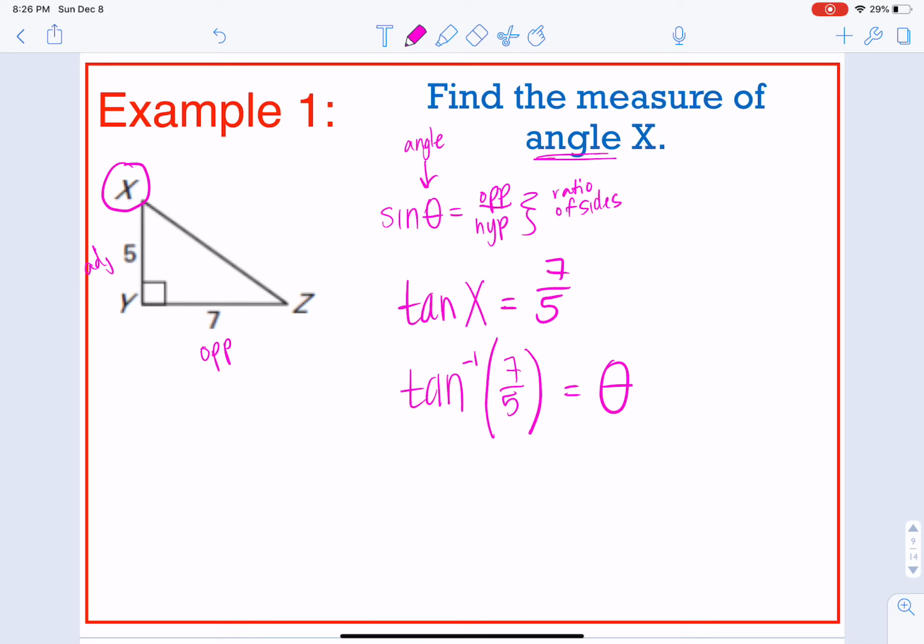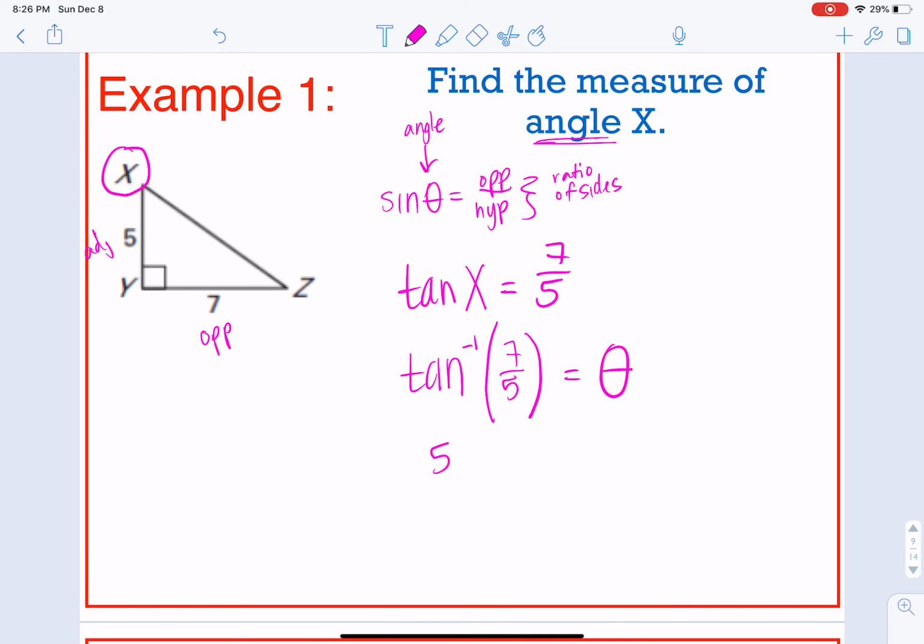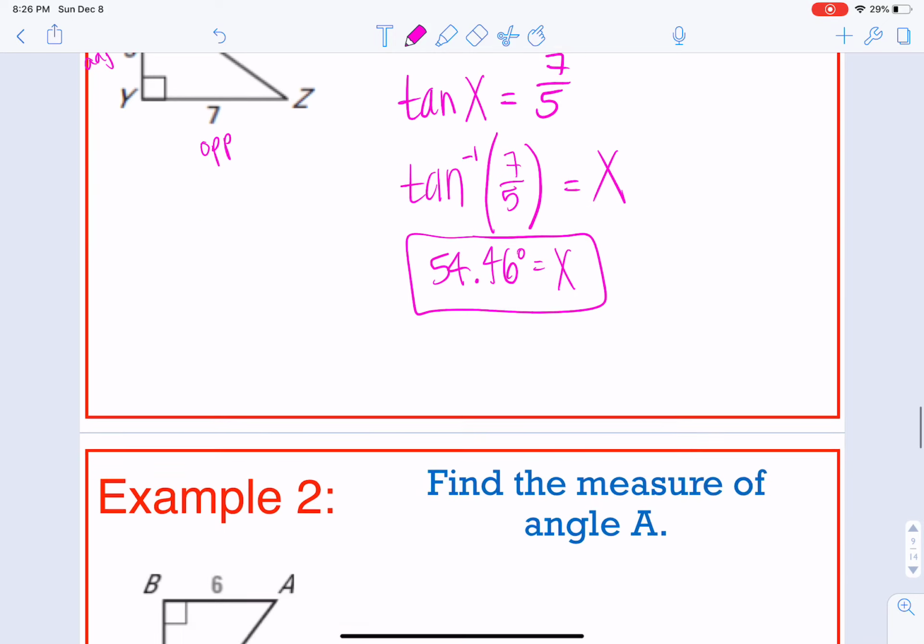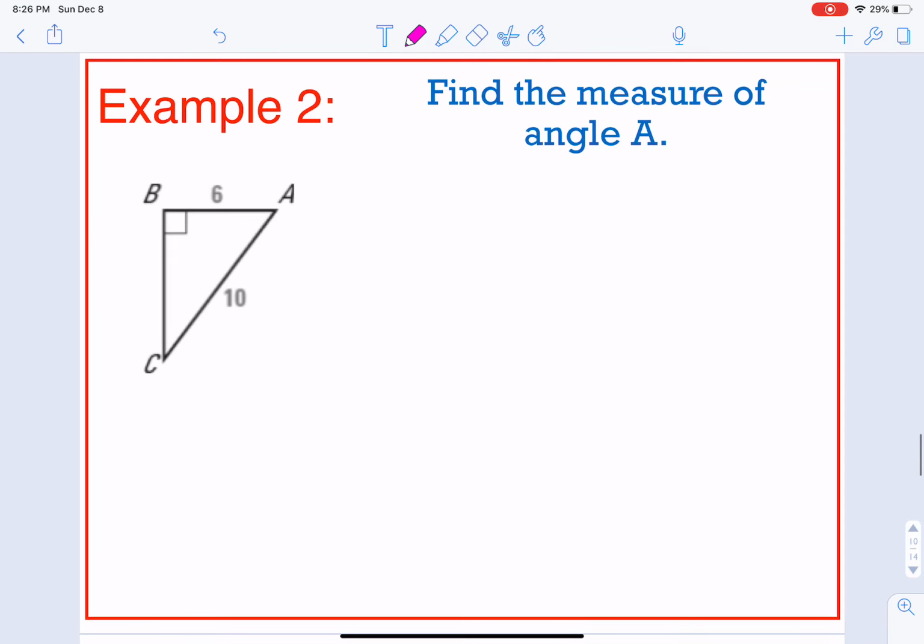So I can come over to the inverse button on my calculator. Tan inverse of 7 divided by 5 is going to give me 54.46 degrees. That's theta, or that's what my angle X is equal to. So X, that's what angle X is equal to here. So let's go ahead and do another example of one of those.